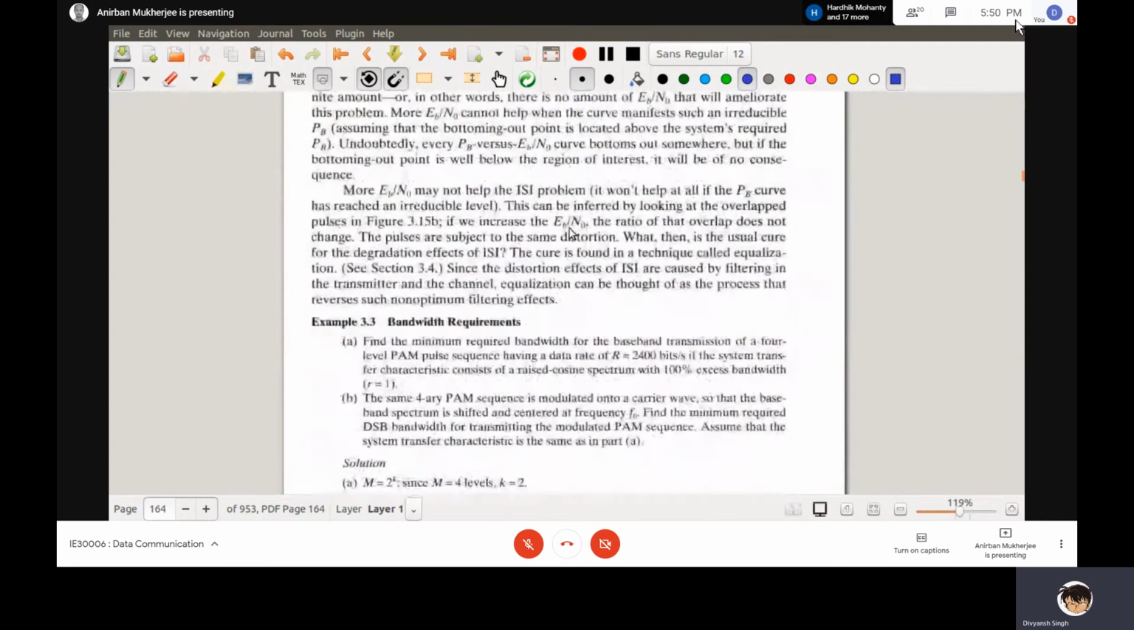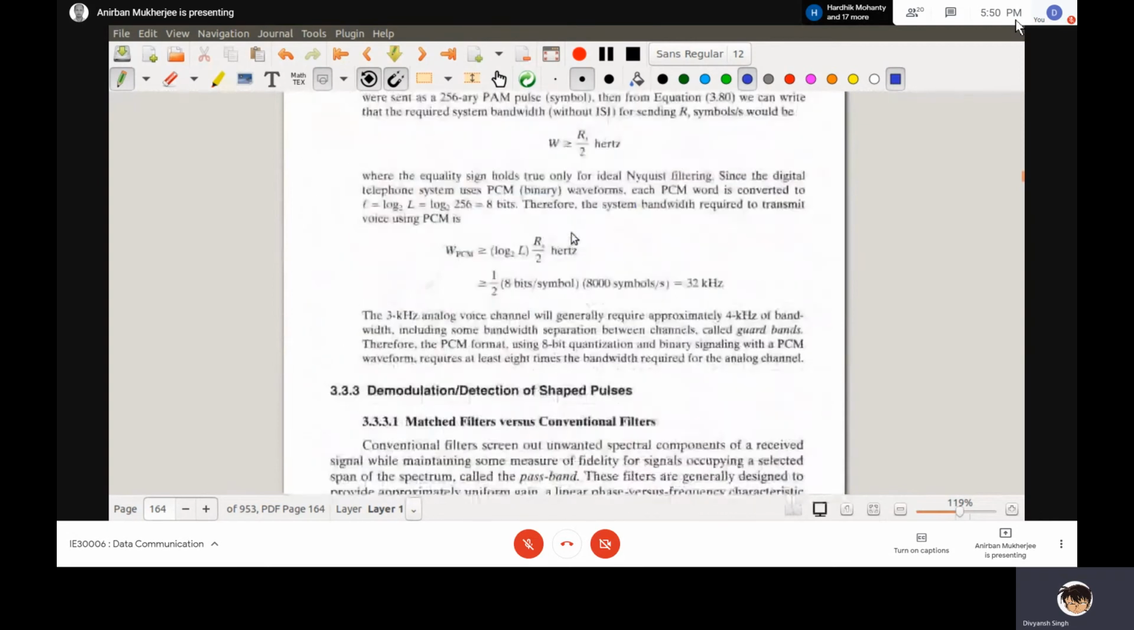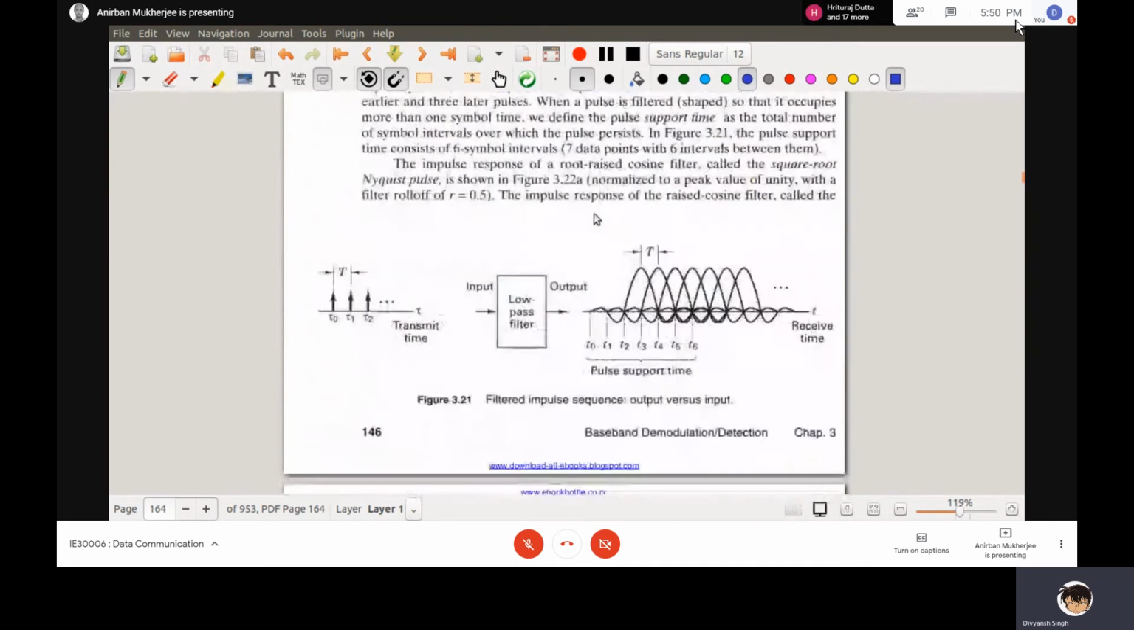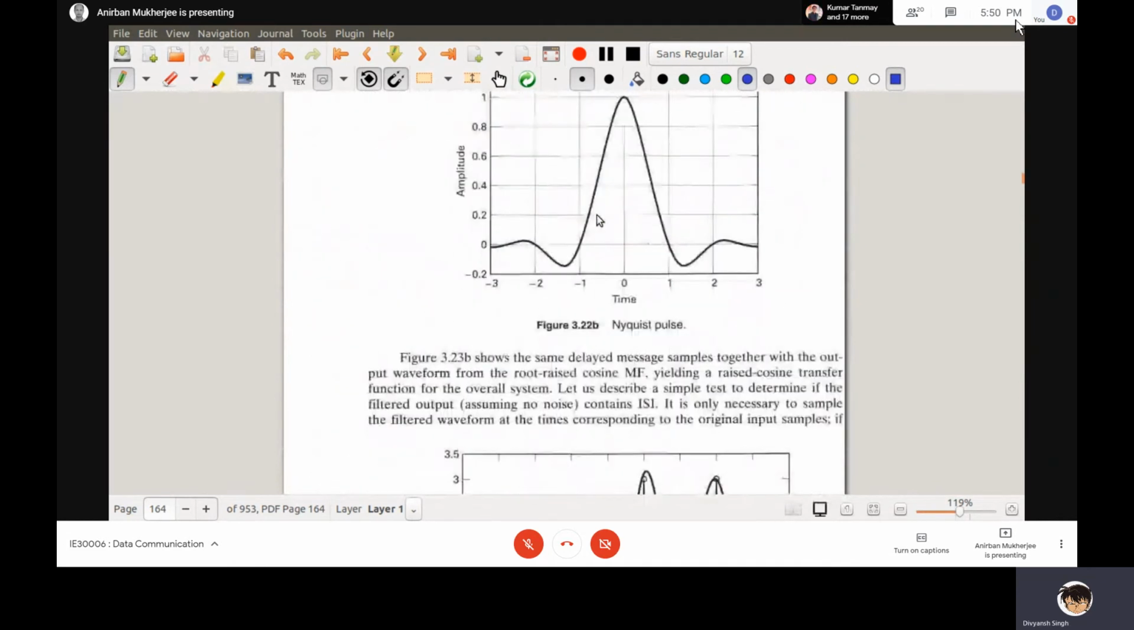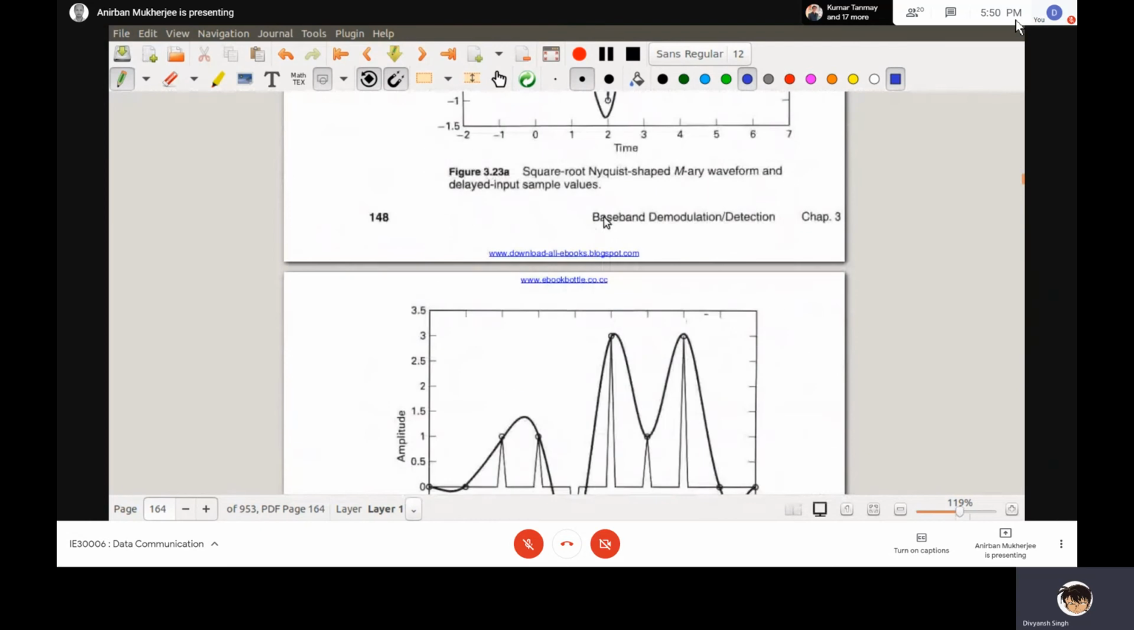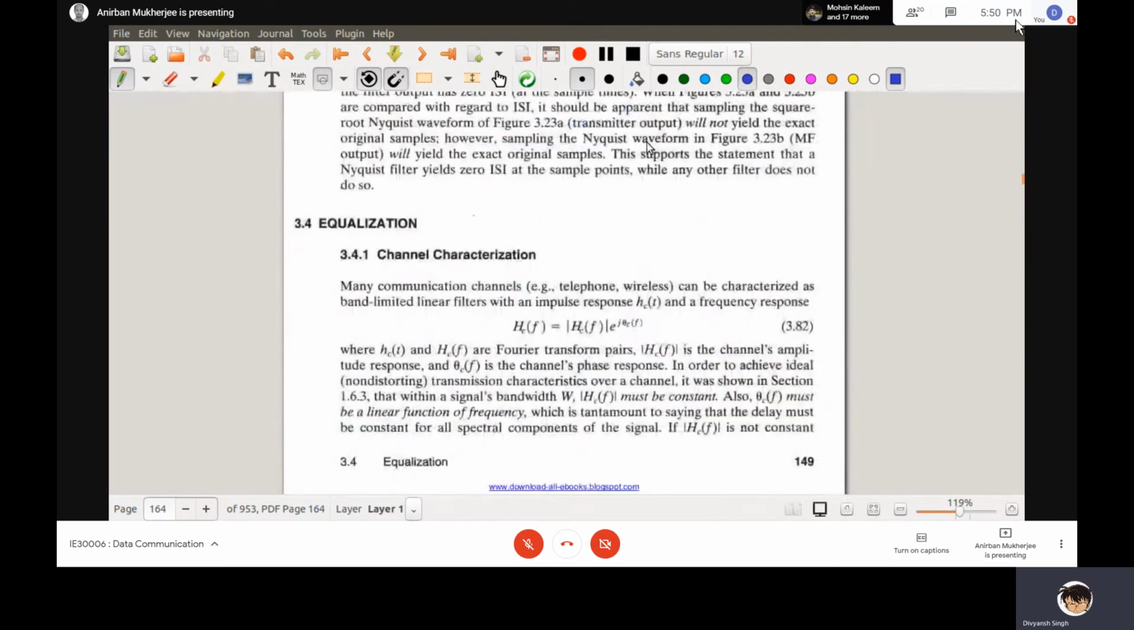Then in the next class we will talk about equalization. And this cosine filter also, Nyquist pulse and all these things we have studied, square root Nyquist pulse. Please study that one. Rather, I will teach the equalization. Equalization means that my filter at the receiver side should take care of the channel-induced degradation.